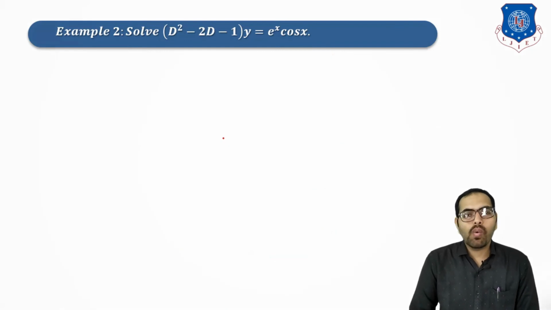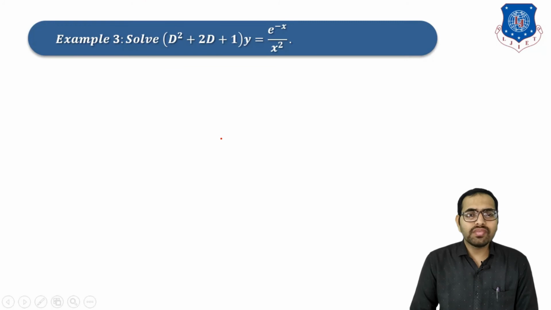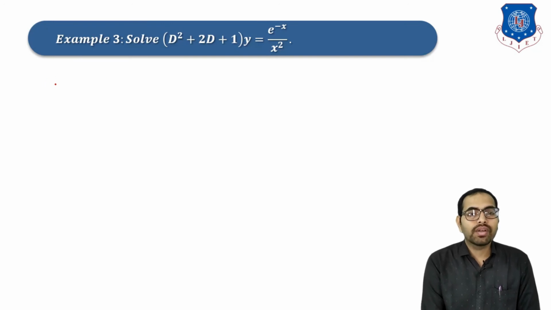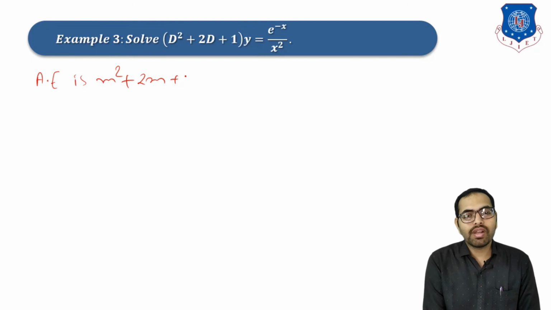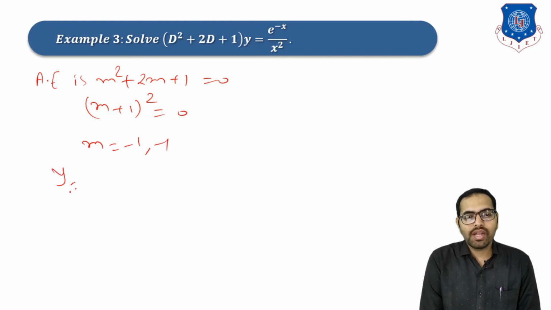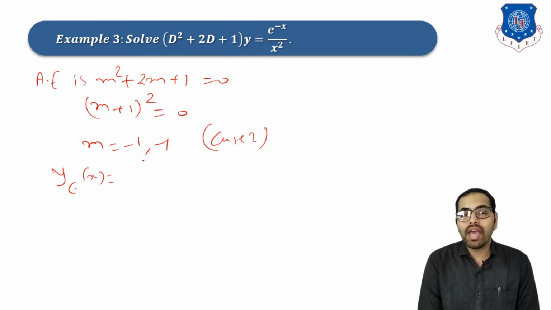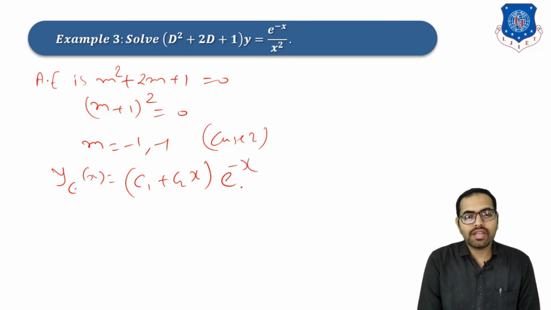Let's move on to one more example. (D² + 2D + 1) y = e^(−x)/x². Whenever we find such an example, firstly find the auxiliary equation, that is m² + 2m + 1 = 0, then (m + 1)² = 0, so the value of m is −1. Then yc of x: here apply case 2, factors are real and repeated, so (c1 + c2 x) e^(−x).